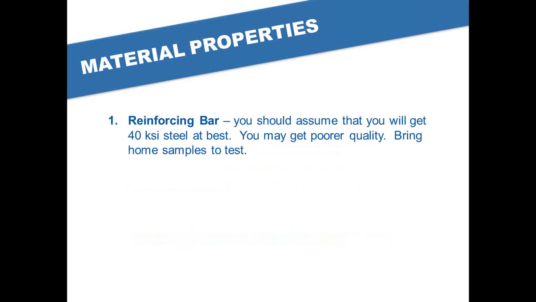But just some details. Reinforcing bar, you should assume you're going to get 40 KSI steel at best. You may even get something worse than that. Here in the U.S., generally you always get the 60 KSI for reinforcing bar. Overseas, a lot of times you get 40 KSI, or I've been in countries like Guatemala where they reference something like Comercial, which was even poorer quality. So get some specimens, bring them back and test them.